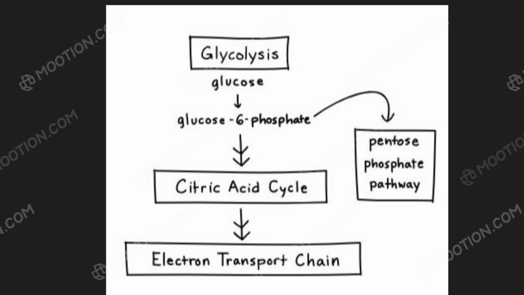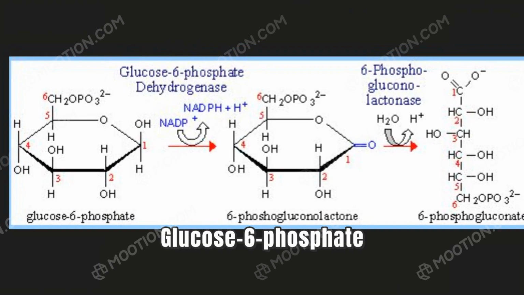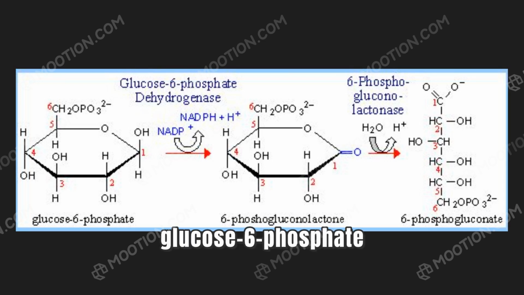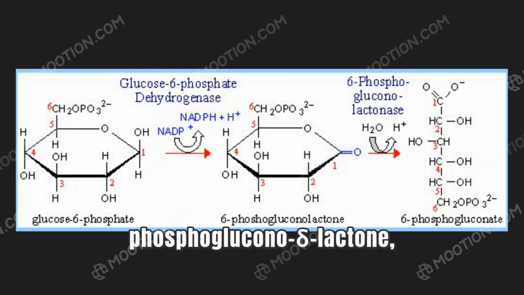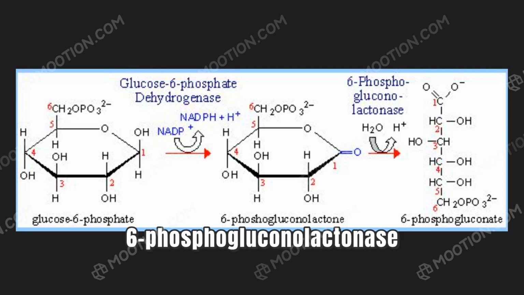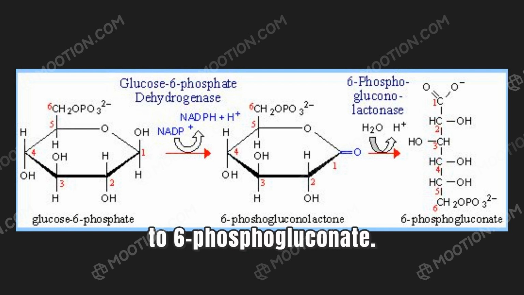Here's how it happens step by step. Step 1: glucose 6-phosphate dehydrogenase, G6PD, converts glucose 6-phosphate into 6-phosphoglucono-delta-lactone, producing one NADPH. Step 2: 6-phosphogluconolactonase converts it to 6-phosphogluconate.